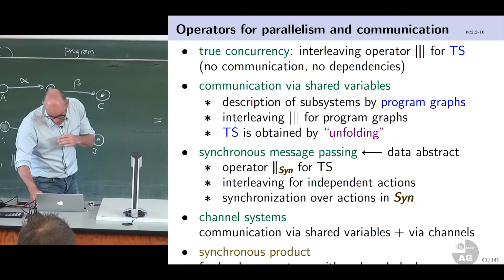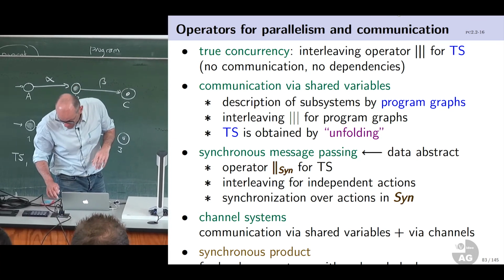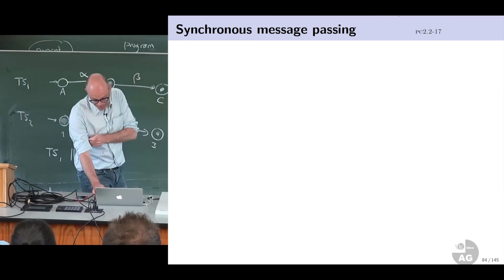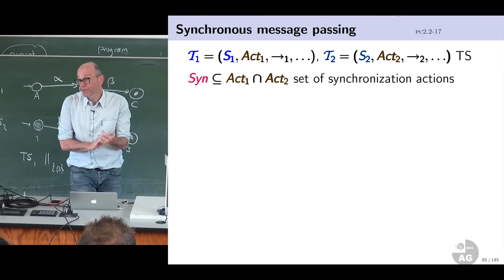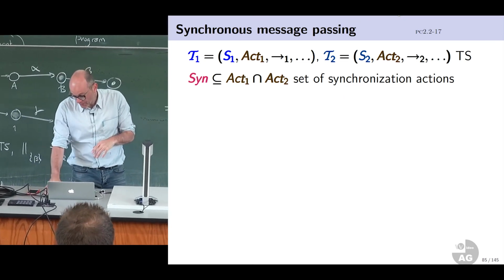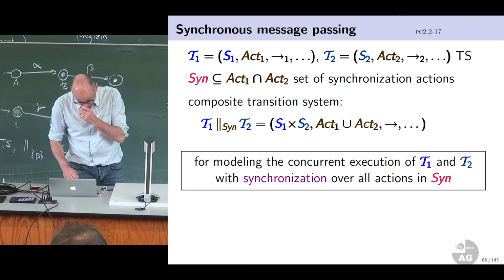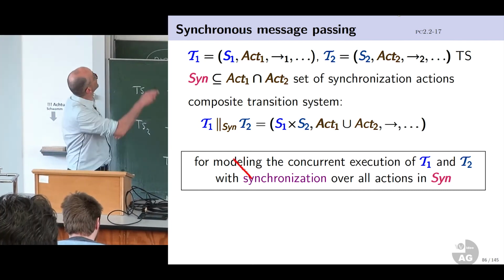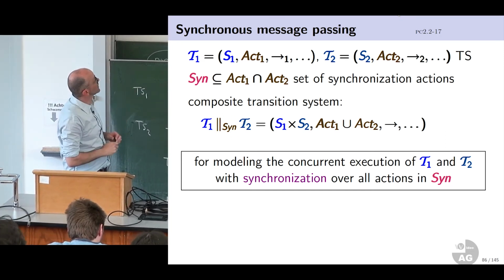So what we have seen before is just a special case of what we have seen here. Good. Later I'm going to show you in the next lecture some things about channel systems, at least, unless time is still there. So let's talk about synchronous message passing. I have two transition systems, T1 and T2, and I have a set of synchronization actions. Typically I assume them to be a subset of the common actions of both transition systems. And now I would like to define a composite transition system, the parallel composition of T1 and T2, parallel with respect to this set Syn.